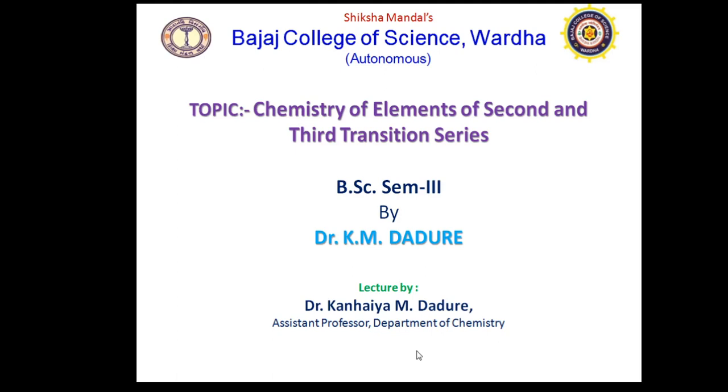Before we discuss the second and third transition series, students, we already discussed the first transition series elements, and in that we discussed most of the important parameters, and how the d block elements show the transitions. We also saw the very important exceptional electronic configurations of copper and chromium. With this, today we are going to start the second and third transition series elements.